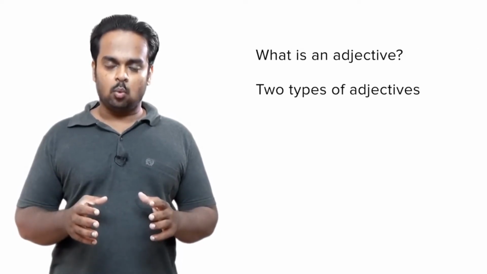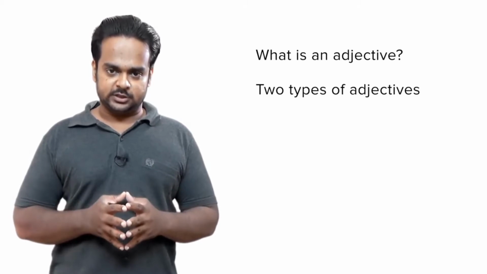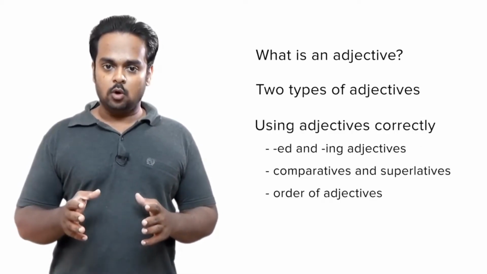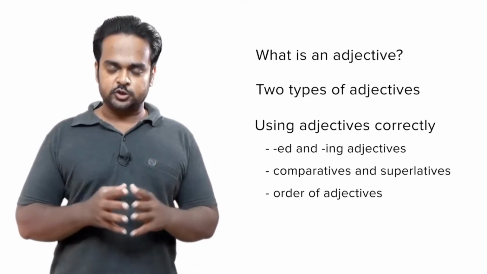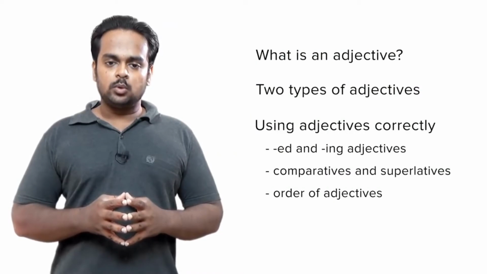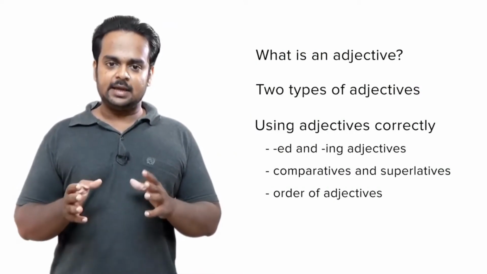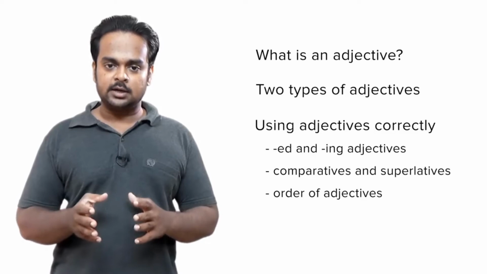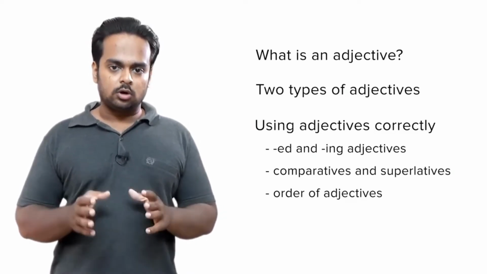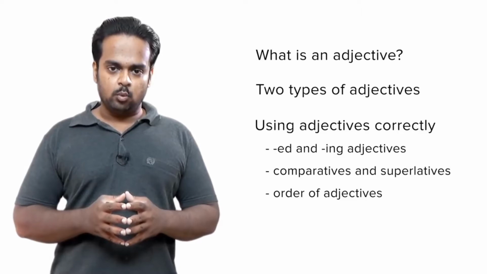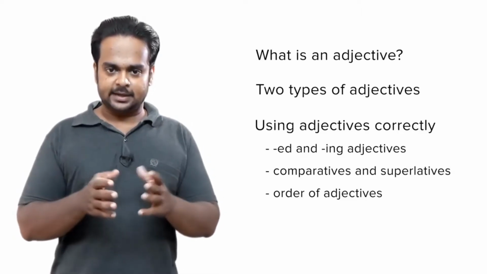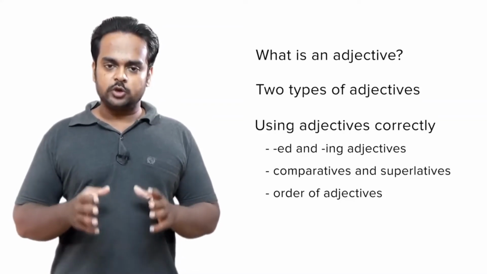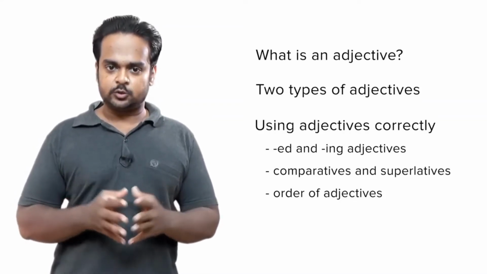In this lesson, I will tell you what is an adjective and what are the two main types of adjectives. And then we will focus on using adjectives correctly and how to avoid common mistakes which students make with them. We will look at three areas: ed and ing adjectives, comparatives and superlatives, and the order of adjectives. That is, when you have more than one adjective in a sentence, which should you put first, second, etc. So we'll talk about avoiding errors in these three areas.